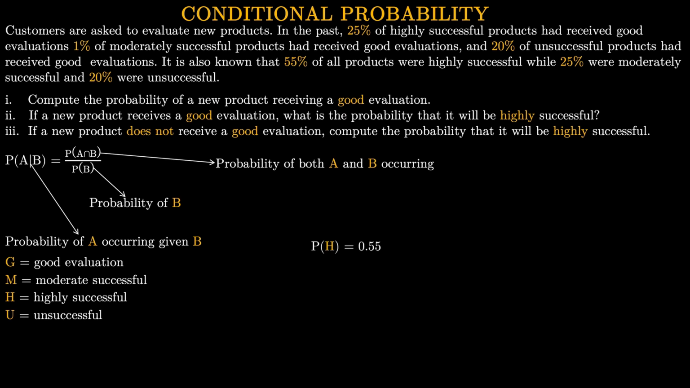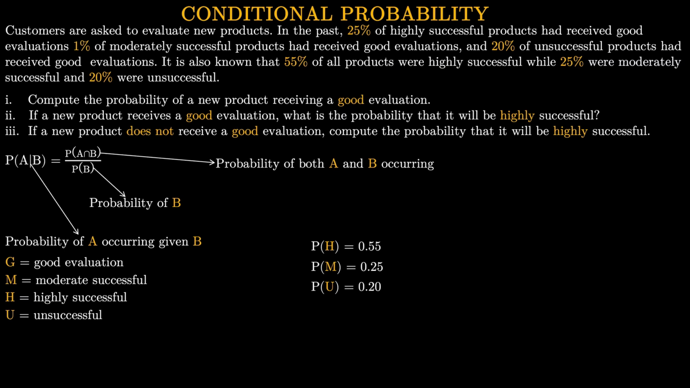You just change 55% to a decimal, so that is 55 of 100. Then the probability of a product being moderately successful is 25%, which is equal to 0.25. And finally, the probability of a product being unsuccessful is 0.20. So now let's look at the second statement. In the past, 25% of highly successful products had received good evaluations.